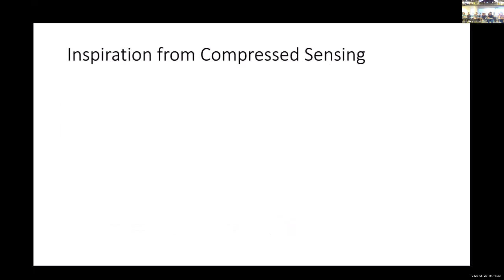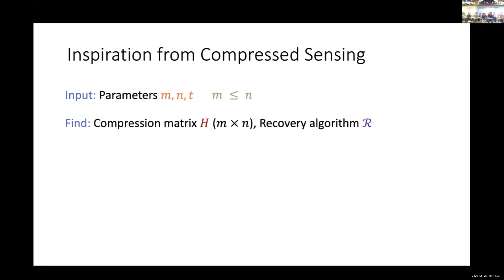Awesome. Okay. So I think the inspiration comes from compressed sensing. So what is compressed sensing? Let's quickly recap. I have three parameters: M, N, and T, and M is less than N. The idea is you find either a compression or measurement matrix H, and a recovery algorithm with the following properties. If I give you any sparse vector E, I use my compression matrix to compress my sparse vector to a dense small space, and now my recovery algorithm can extract the sparse vector.